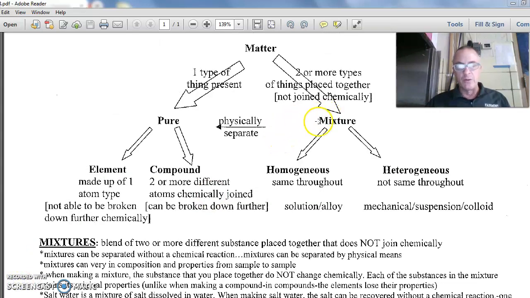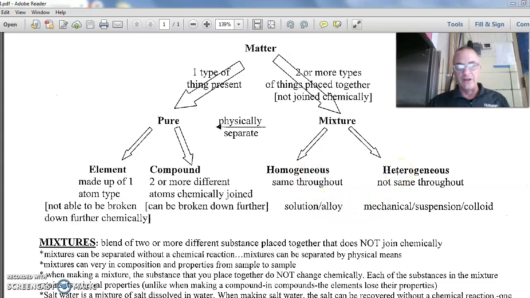Looking at mixtures, we can classify mixtures two ways as well. Mixtures can be homogeneous or heterogeneous. And we will talk about different kinds of homogeneous mixtures. We'll mention solutions and alloys, which we discussed last unit in Unit 1.